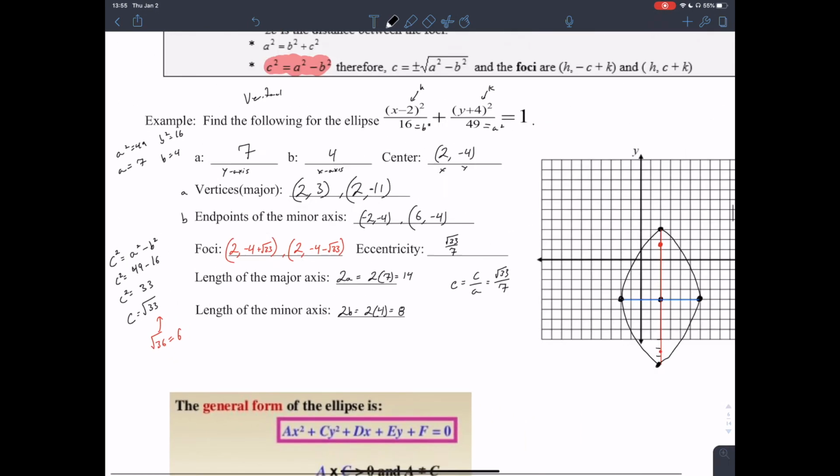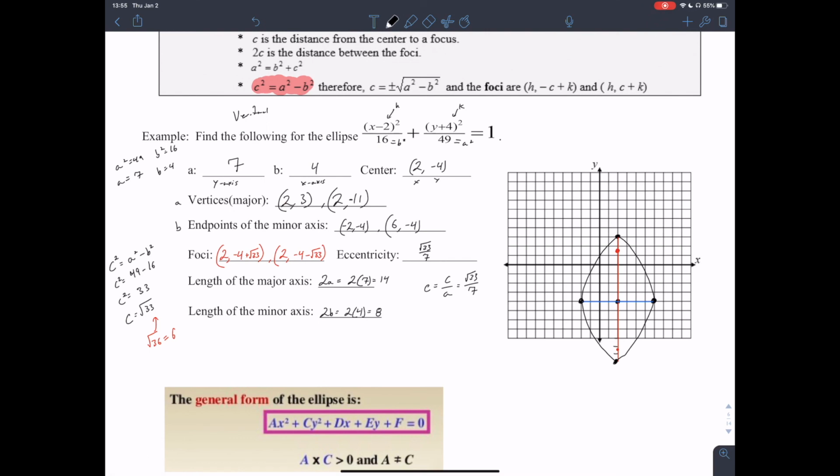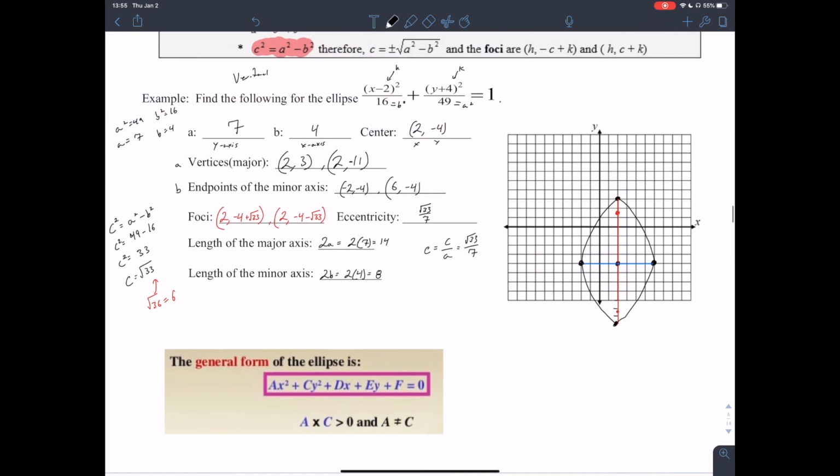And so there you go, ladies and gentlemen. That is an ellipse that isn't on the center. Okay? So we'll talk about this more during class.